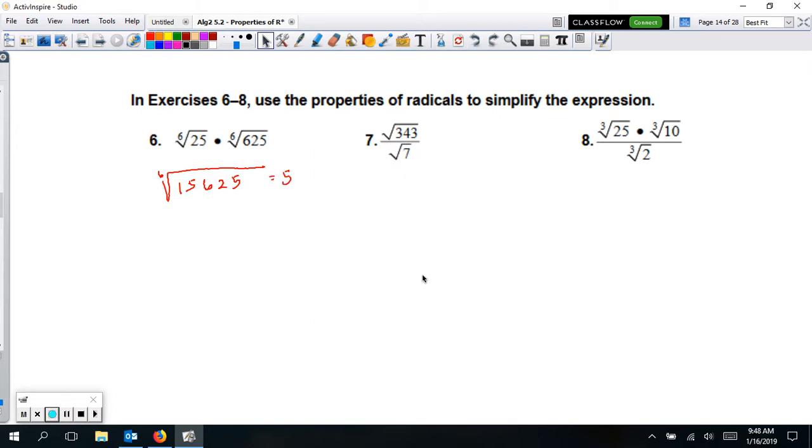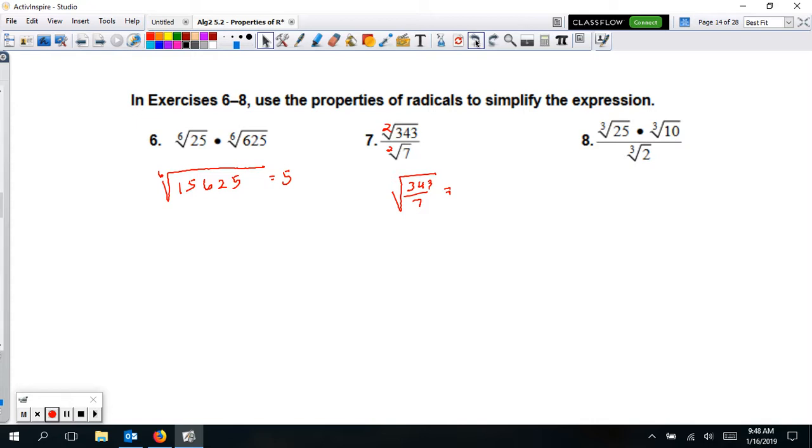So our answer for that is just 5. And this one, since these are both square roots, we can make this one big square root and then do the division. We can divide here. And like I said, these are square roots. You can write the number 2 in there if you want to, if that helps you, but you don't have to. If you see it there with nothing, you just know it's a square root.